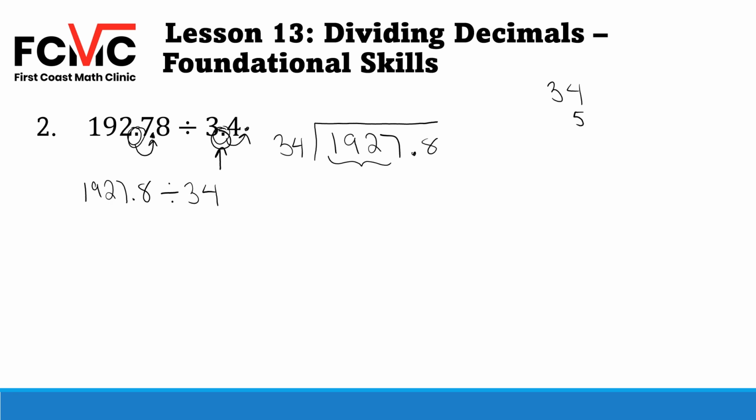So let's try 5. I'm going to do some multiplication off to the side. 5 times 34 gives us 170. Okay, so that's going to work. 6 is probably going to be a little bit too big. If I try 6, we'll get 204, right? So that's going to be too big. So let's use the 5. Erase that. So we get 170.